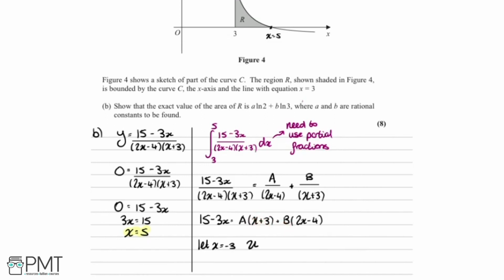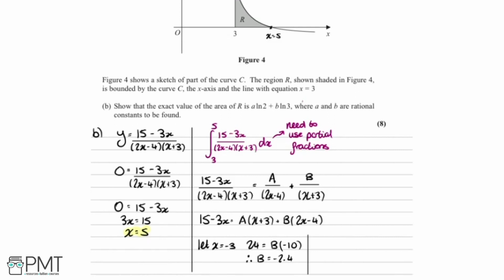So here we're going to get 24, because if we sub x equals minus 3 into here, we get 15 minus 3 times minus 3, which gives us 24. And then this bracket just goes down to 0, so we can ignore that. And that's going to equal B multiplied by 2 times minus 3, which is minus 6, and if we take away 4 from that, it goes to minus 10. So therefore B equals minus 2.4.